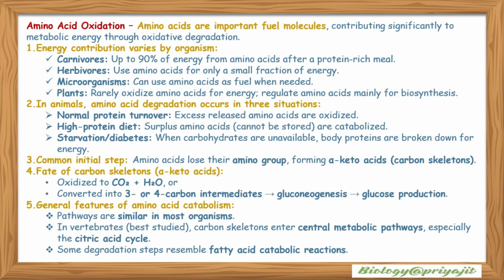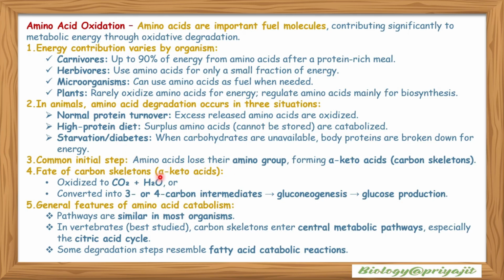In animals, amino acid degradation occurs in three situations. First of all is normal protein turnover. What happens? Excess released amino acids are oxidized. Second, a high protein diet: surplus amino acids which cannot be stored are catabolized. And third, starvation and diabetes: when carbohydrates are unavailable, body proteins are broken down for energy.